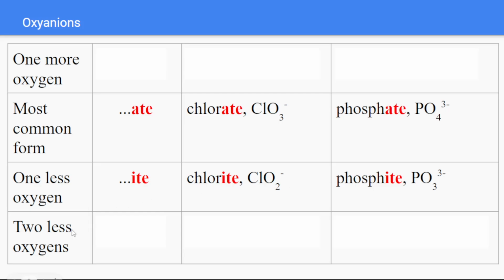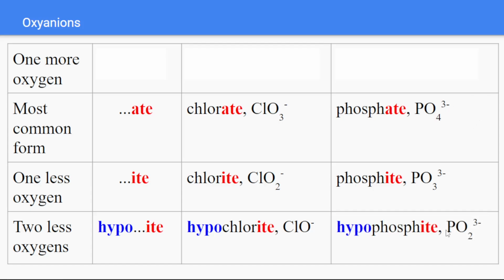Now, if your polyatomic ion has 2 less oxygens than the most common form, we have to give it a prefix. It would be "hypo-ite." So chlorate has 3 oxygens, but hypochlorite only has 1. It has 2 less oxygens. Phosphate has 4 oxygens, but hypophosphite has 2 oxygens.